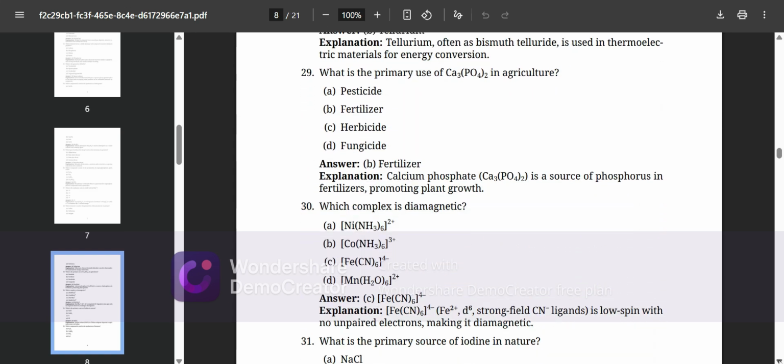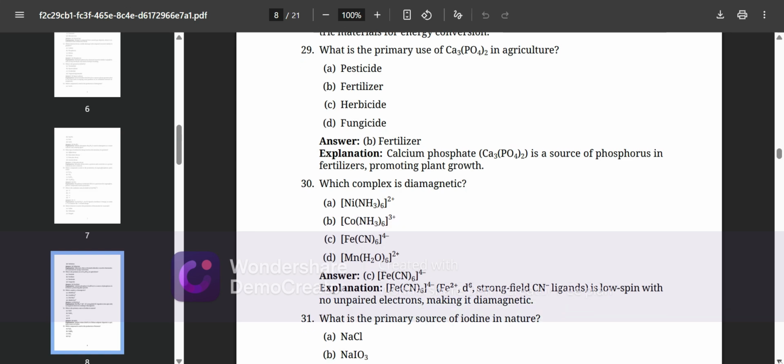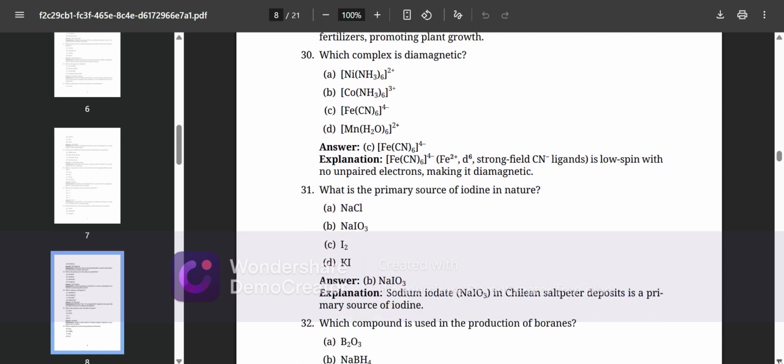What is the primary use of Ca3(PO4)2 in agriculture? Fertilizer. Calcium phosphate, Ca3(PO4)2, is a source of phosphorus in fertilizer, promoting plant growth. Which complex is diamagnetic? [Fe(CN)6]4-. Fe2+ d6 with strong field CN- ligands is low spin with no unpaired electrons, making it diamagnetic. What is the primary source of iodine in nature?